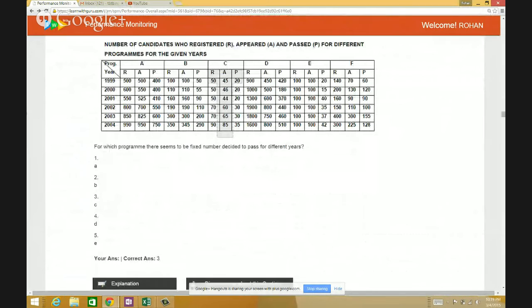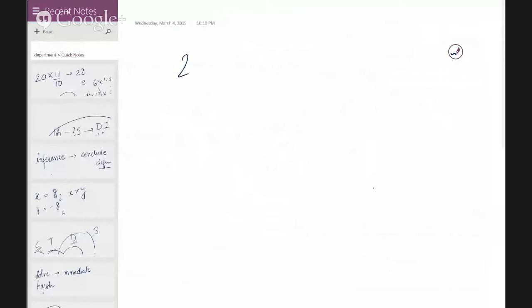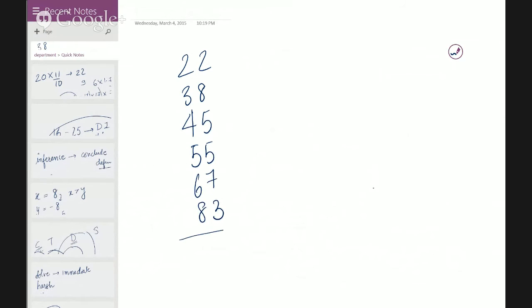Addition, I've taught this to you in class, but still, for example, I want to add 22, 38, 45, 55, 67, 83. How do I add? I don't add it this way, like the way you did in school. School is just for fun. If you want to attend, you should. If you don't, it's fine. Big deal. Just add this way.